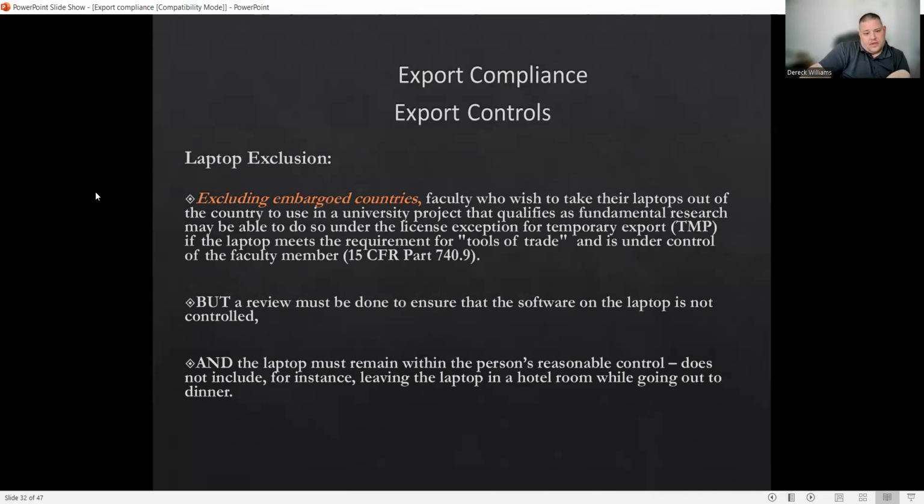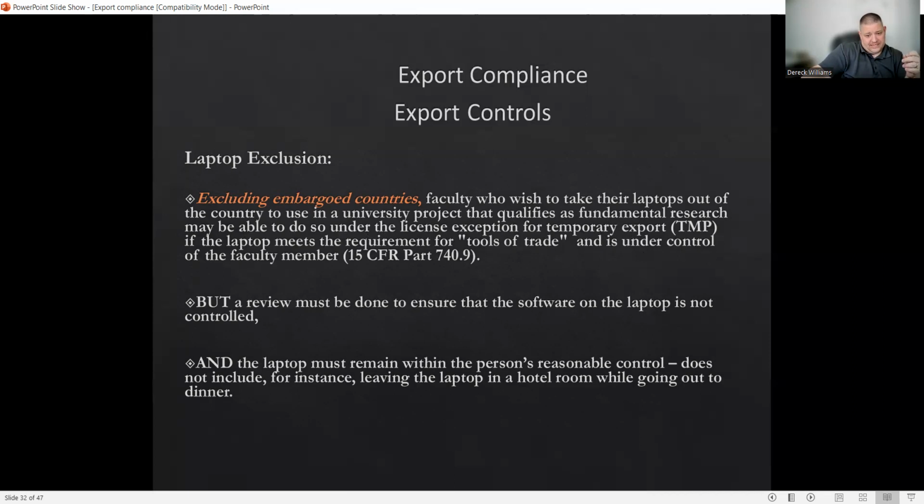Laptop exclusion. A lot of companies send people overseas with their laptops. There are some potential risks there. Excluding embargoed countries, faculty who wish to take their laptops out of the country to use on a university project that qualifies as fundamental research may be able to do so under the license exception for temporary export, if the laptop meets the requirements for tools of trade and is under control of the faculty member. Under control basically means that you have it on your person at all times.